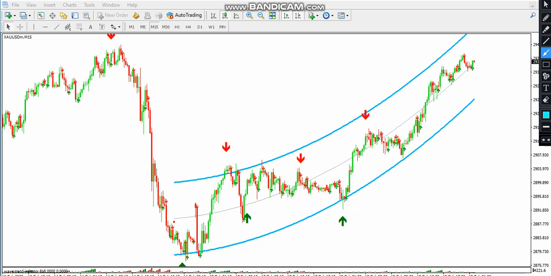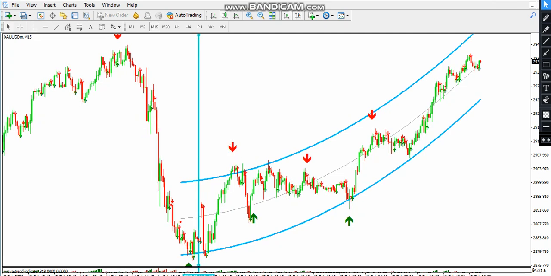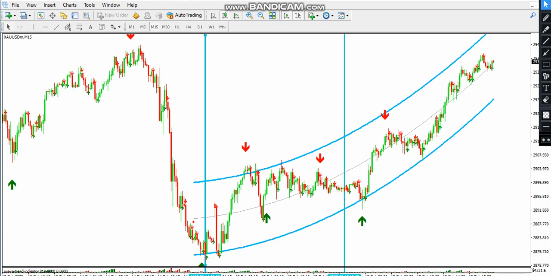So how would you use the higher time frame to determine what you do on the lower time frame? In this instance, I'm going to be using the M15 as my higher time frame, and I'm going to be using the M5 for entries. So here's what I'm going to do. I'll get my line, and I'm going to draw this right here, and I'm also going to draw another right here.